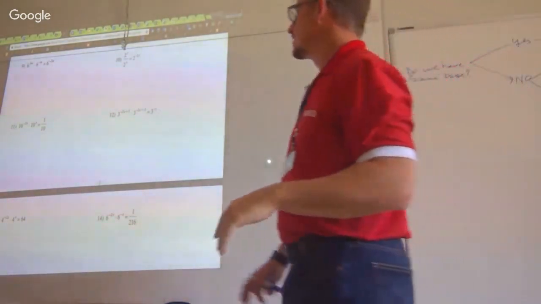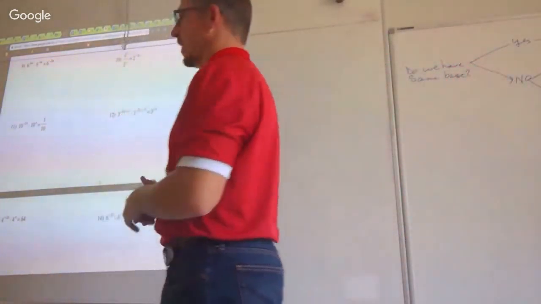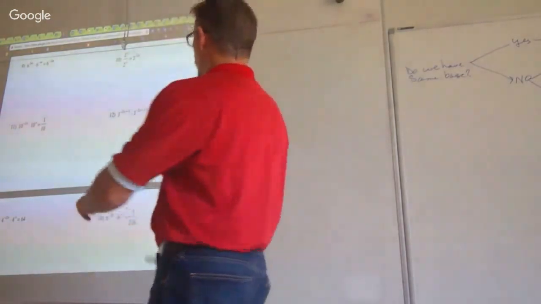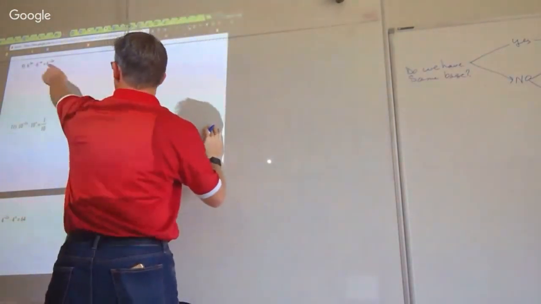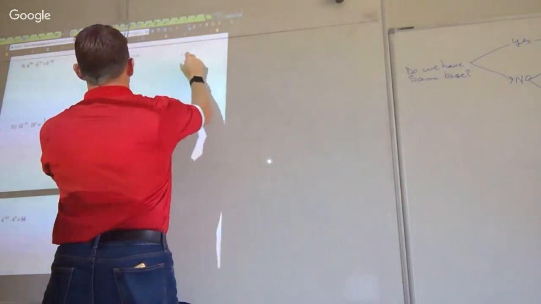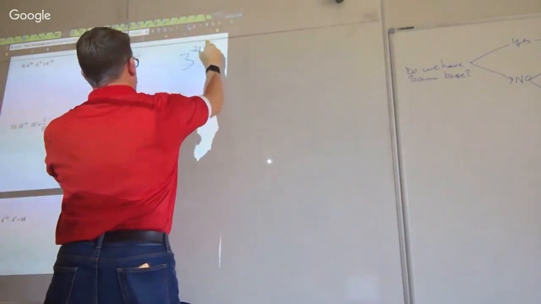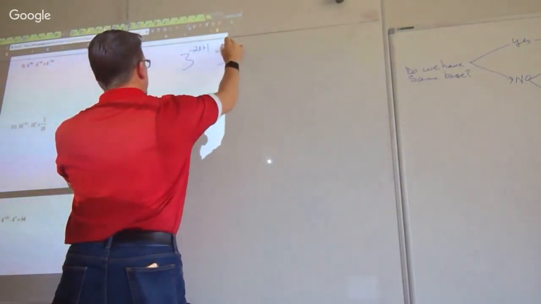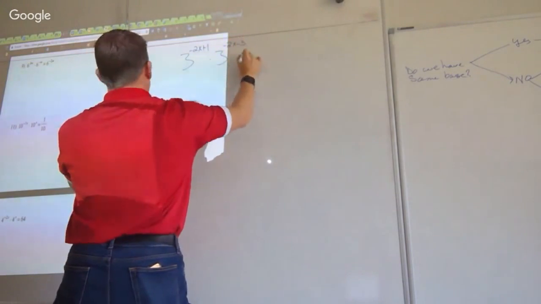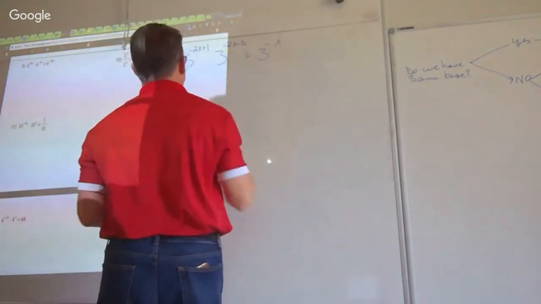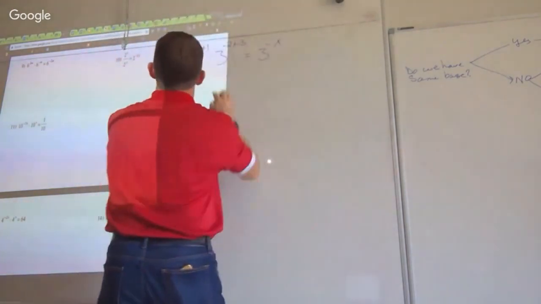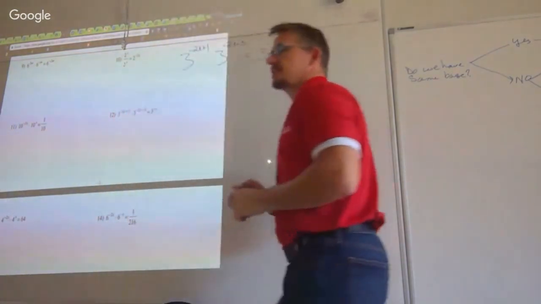Let's settle down. So the question was, can we do number 12? So we take number 12. Number 12 is not unlike number 9. So we take 3 to the negative 2x plus 1 times 3 to the negative 2x minus 3 equals 3 to the negative x. So just like number 9, we've got a product of the same base.